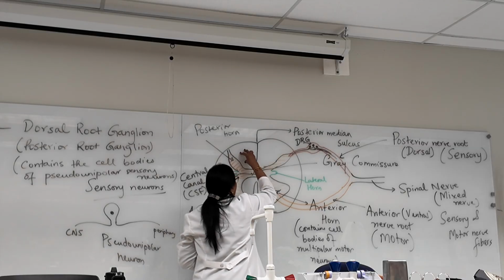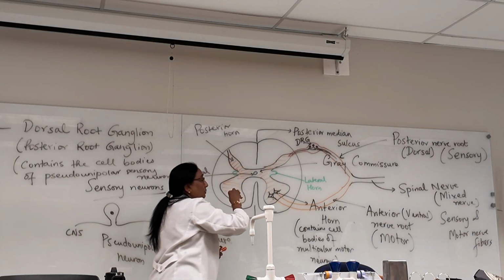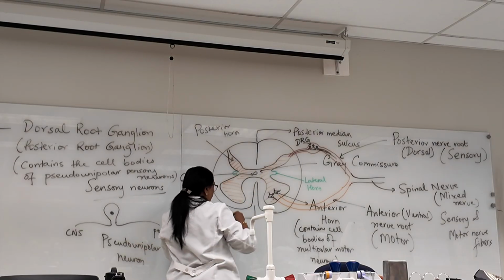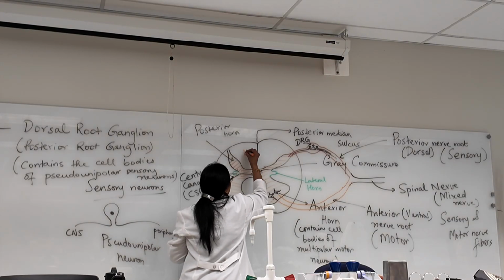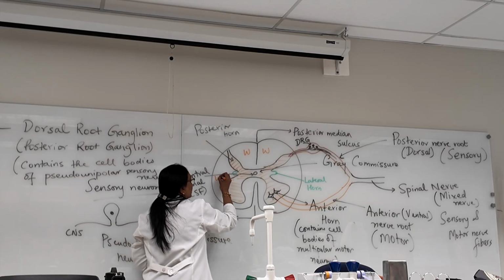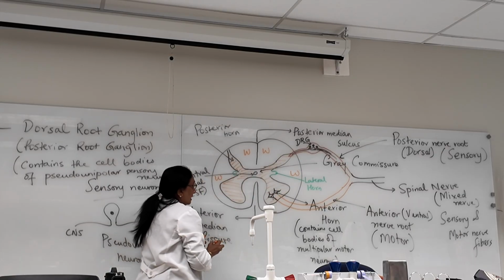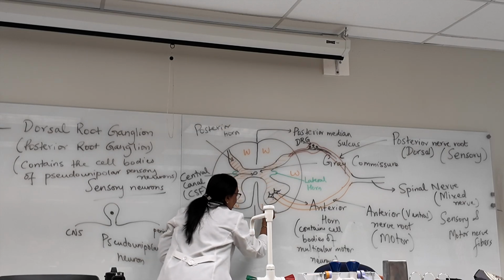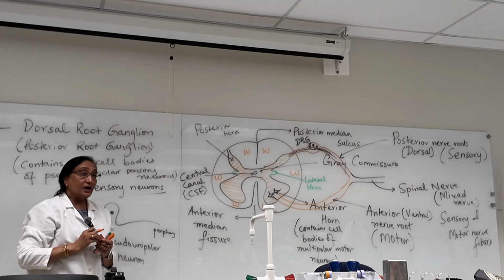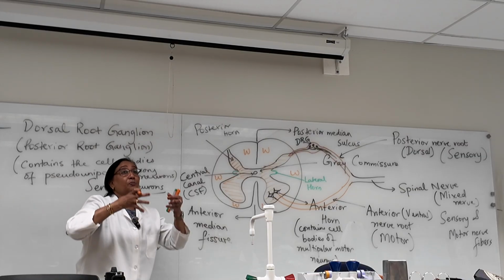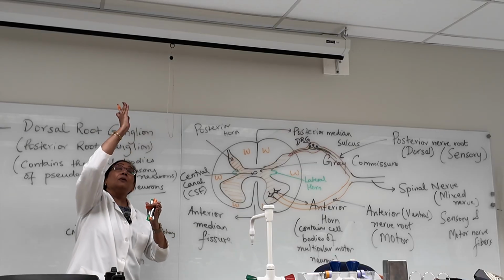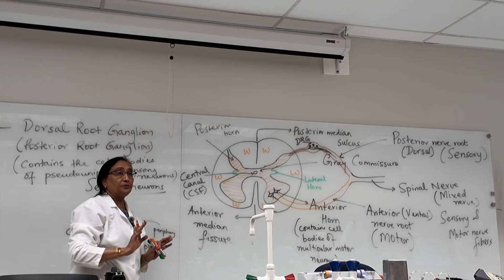Now comes the white matter. So you see how the gray matter has separated the white matter into the white matter at the back. This is the white matter at the back. This is the white matter on the sides. And this is the white matter in front. Okay? Now the white matter basically is bundles of myelinated axons, the tracts, which are going up to the brain or coming down from the brain.